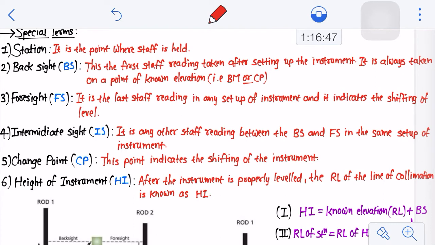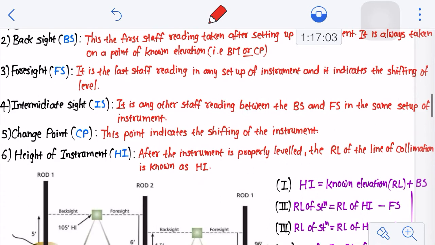You change the position from that point to another point, and then after setting your instrument at the new point, whatever the first reading you are going to take, that reading is termed as a backsight. So backsight is your first reading every time, and your foresight is your last reading every time, right? And whatever other readings you take between your backsight and foresight are intermediate readings.